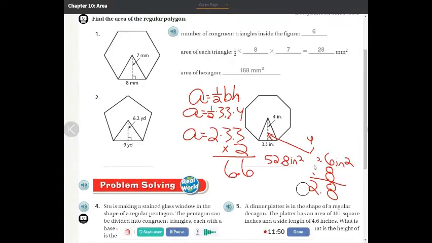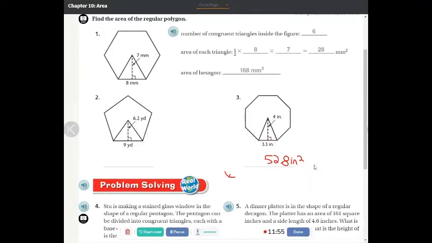We get rid of a lot of this because it's pretty messy here. We don't want it all junking up our page. All right, 52 8/10 is our final answer.